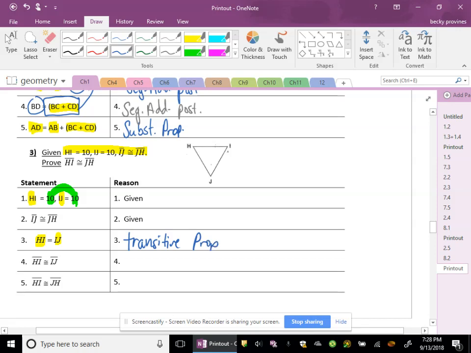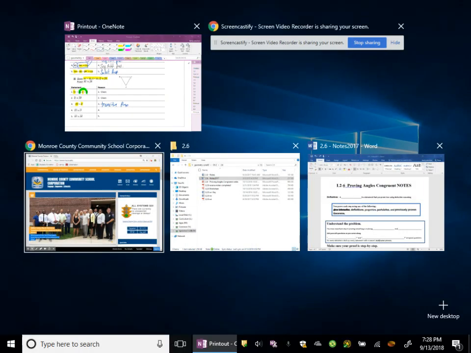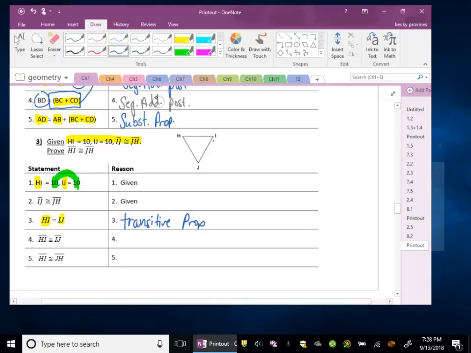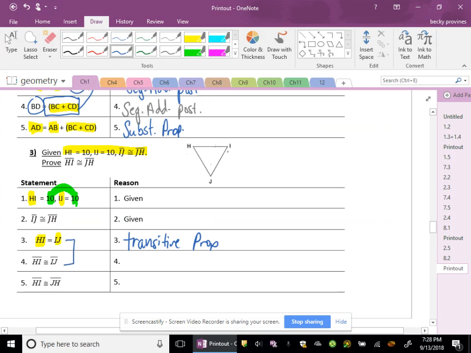Now, this is a new one today. This property is for going from equals to congruent, or from congruent to equals. These two steps are practically the same. The only thing that changes is that this one's equal and this one's congruent. So we're going to say this is the definition of congruence, and you can abbreviate it as definition congruent.